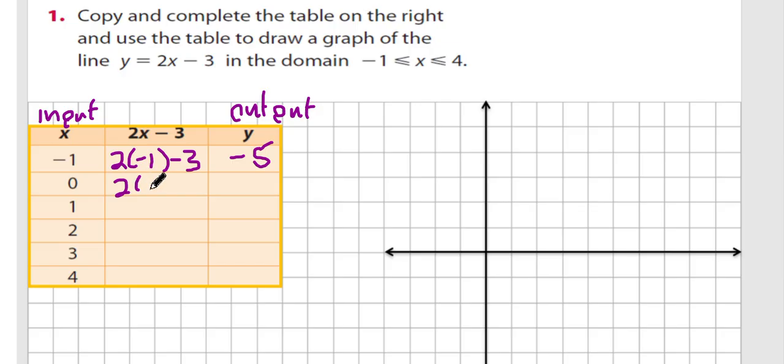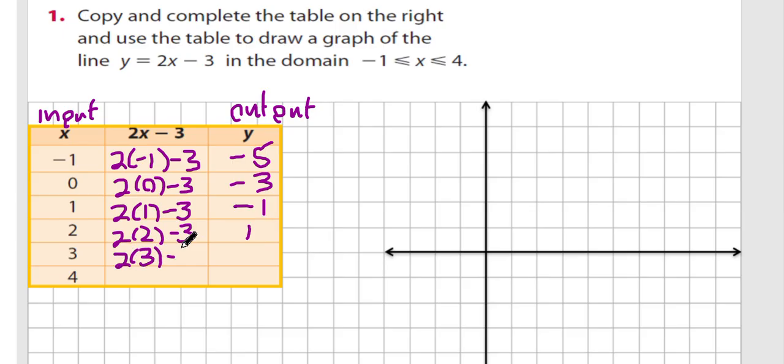Then the next one's 2 times 0 take away 3, minus 3. 2 times 1 take away 3, minus 1. 2 times 2 take away 3, 1. 2 times 3 take away 3, 3. And 2 times 4 take away 3, 5.